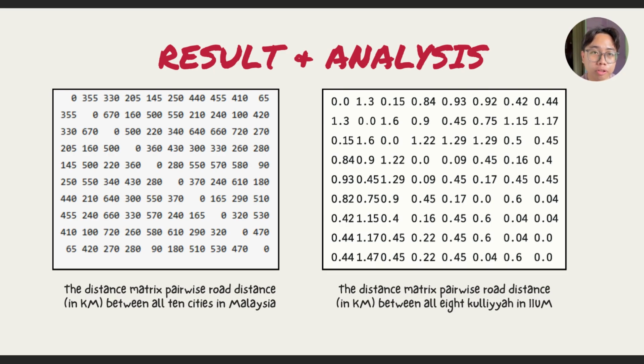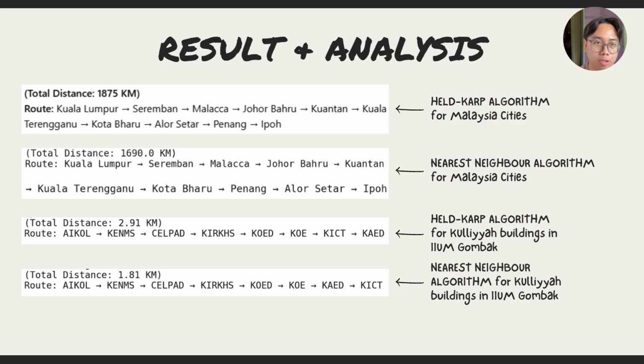Alright, so now we move to the results and analysis. So as you can see here, this is the distance matrix. The first one is the distance matrix of pairwise road distance in kilometers between all 10 major cities in Malaysia. And the second picture is the distance matrix of pairwise road distance in kilometers between all 8 kuliah in IIUM. Alright, so now to the next page.